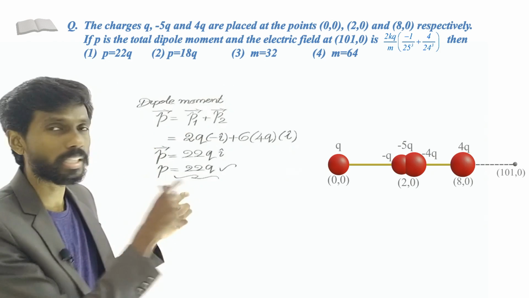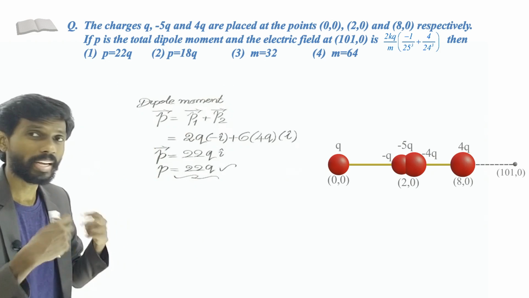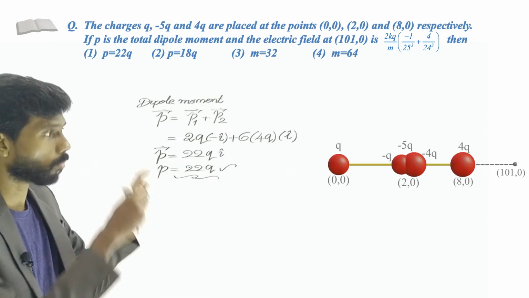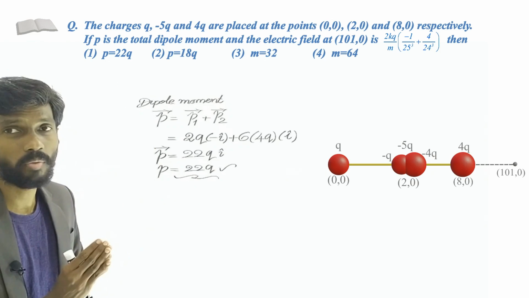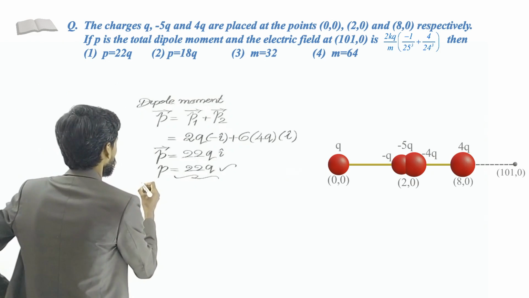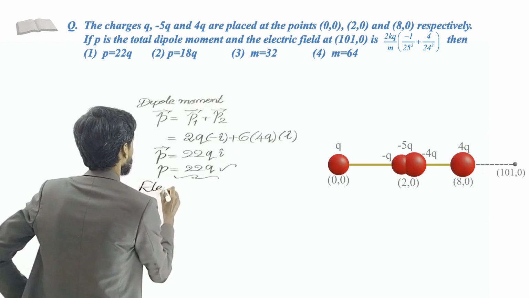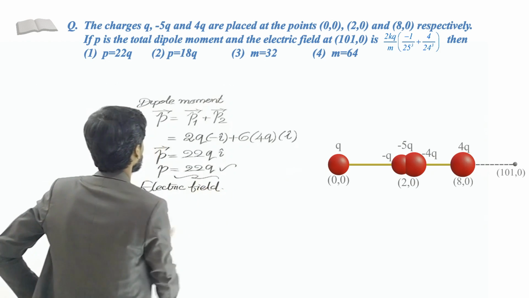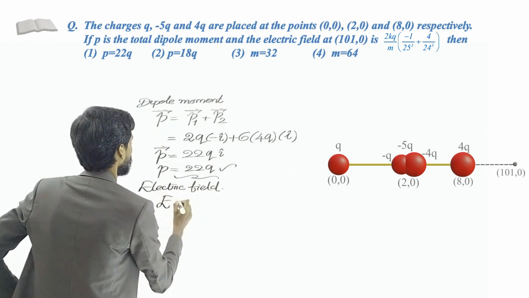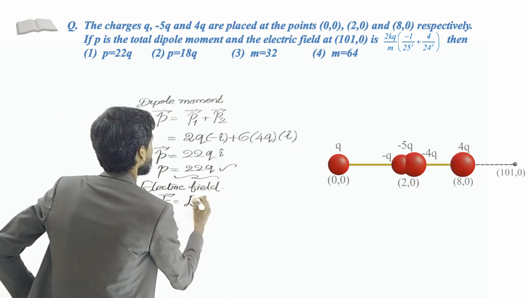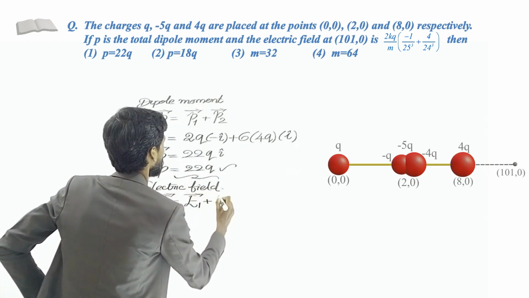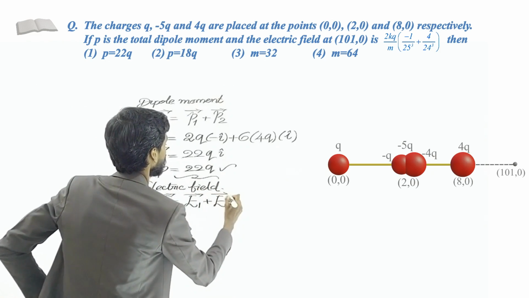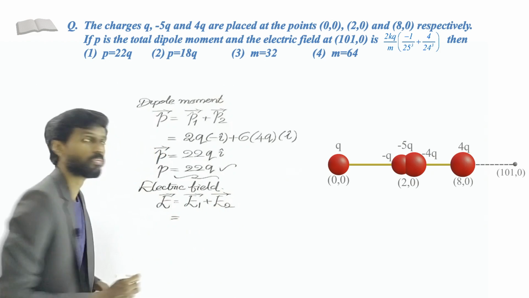So that means we know the distance. We can use the same formula for electric field for both the dipoles separately and then find the vector sum. So what is the electric field formula? The total electric field is the electric field due to the first dipole plus the electric field due to the second one.